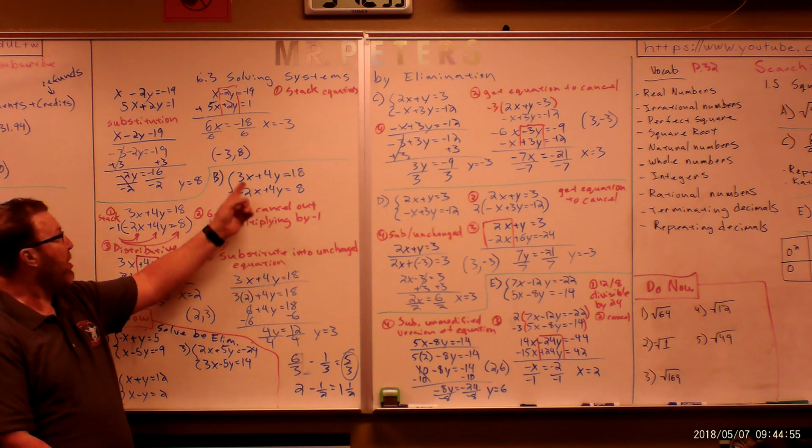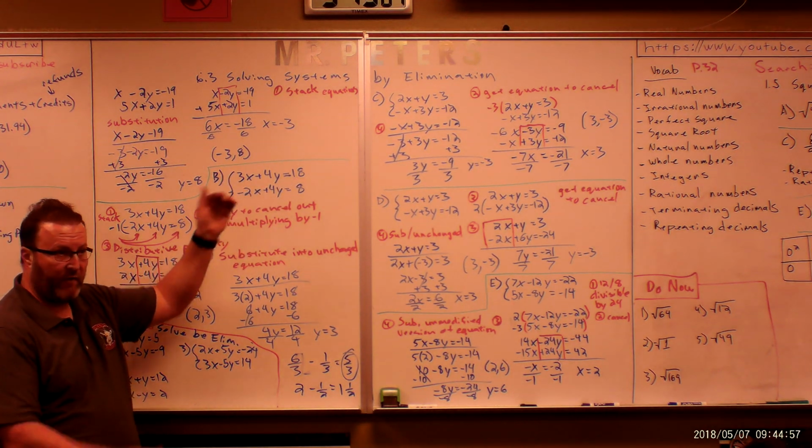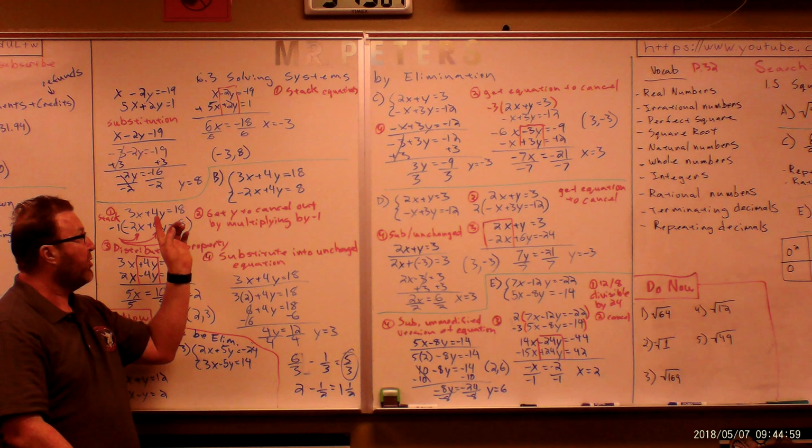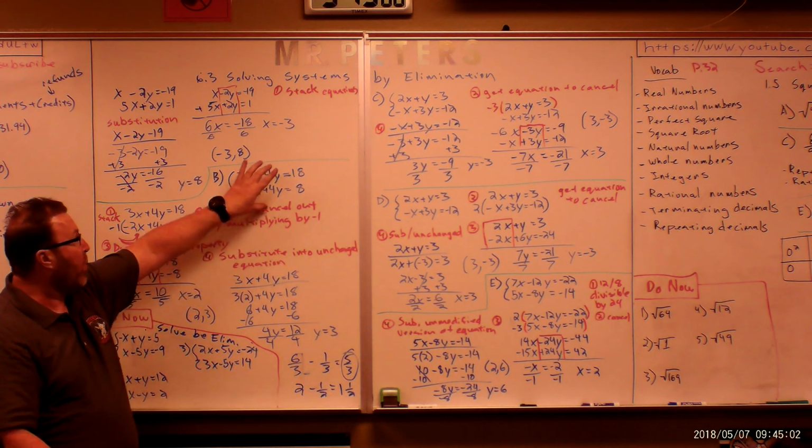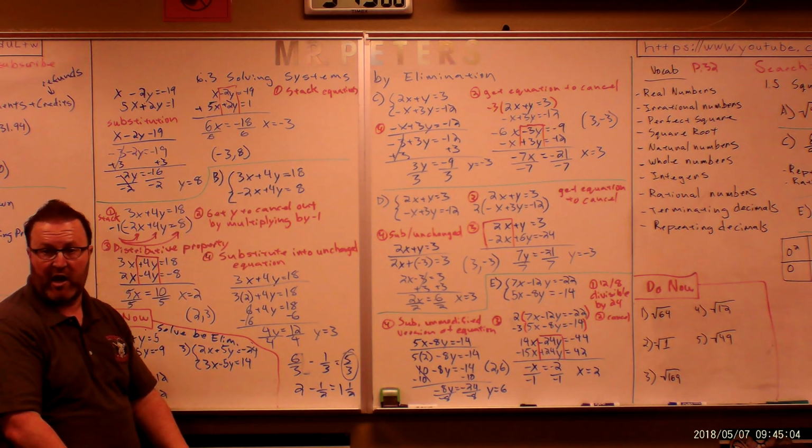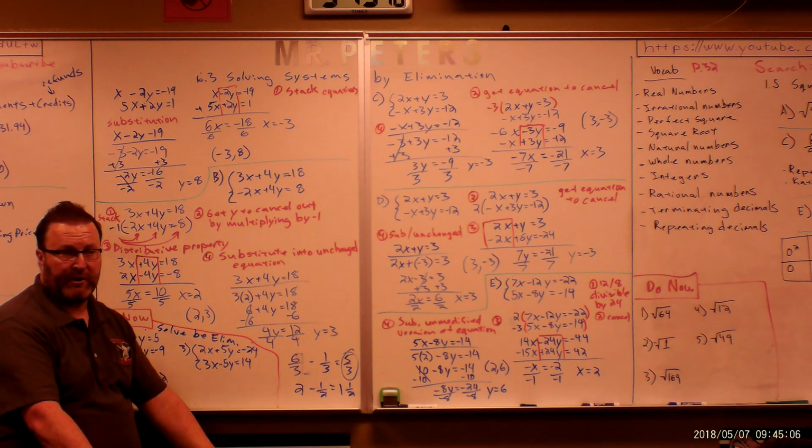Yeah. So if we multiply all of this, and you have to do all of it, you have to put all of it in parentheses, multiply the negative 1 by everything that's in there, we're going to have our y's cancel each other. Let me see thumbs up or down.